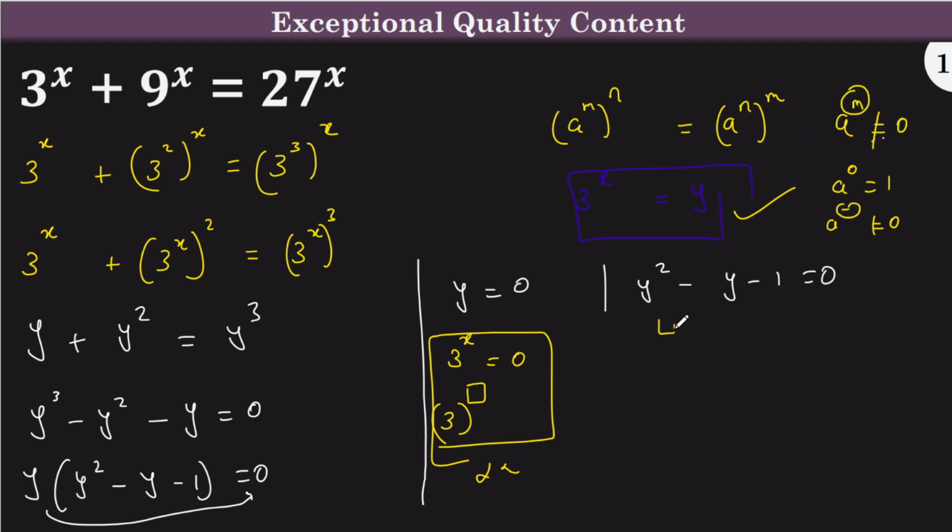Now from here we can see that this is a quadratic equation and it is not solvable by regular factors, so we need to go with the discriminant D. D is b square minus 4ac, that is 1 minus 4 into 1 into minus 1, which equals 5. So the value of y will be minus b plus minus root 5 by 2. So we are getting two values of y: one is y equals 1 plus root 5 by 2, and another is y equals 1 minus root 5 by 2.